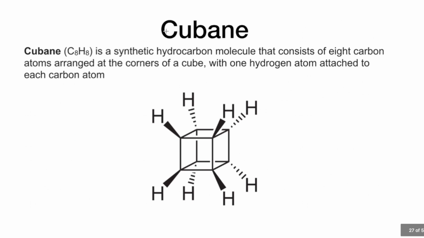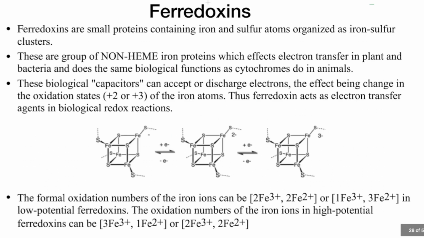Okay, so the first molecule which we are going to discuss is cubane. Cubane has a molecular formula of C8H8. It's a synthetic hydrocarbon molecule. It consists of 8 carbons, and the atoms are arranged at the corners of a cube with a hydrogen attached to each. So why am I talking about cubane? Because we have to talk about ferredoxins, okay.